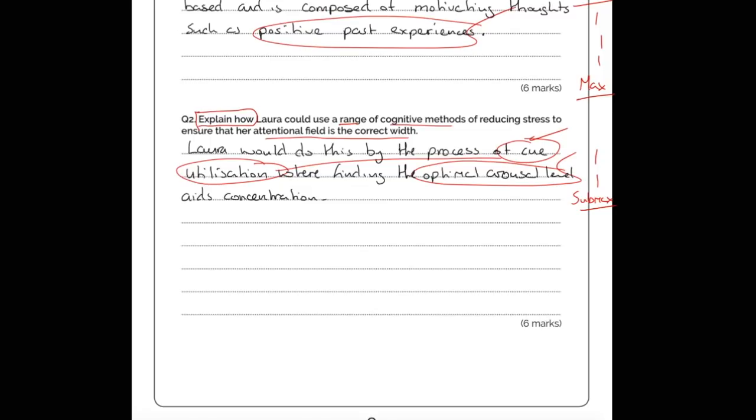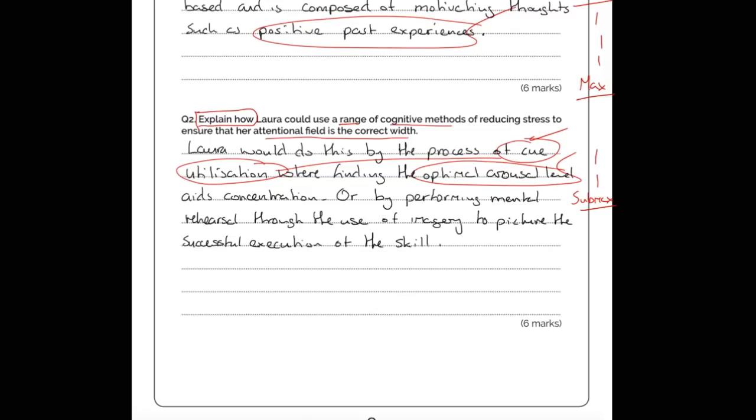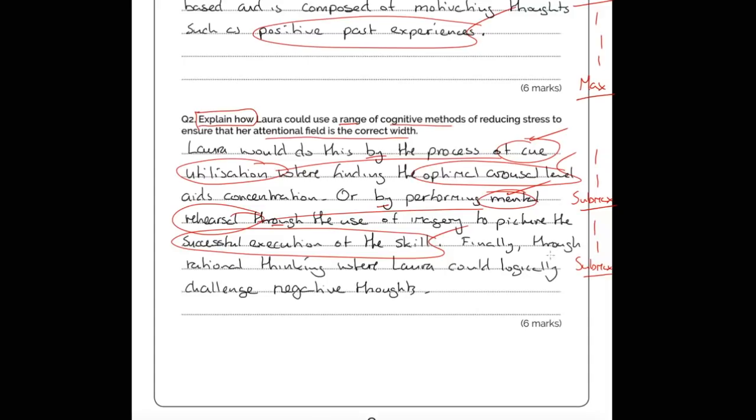Okay, next one. Or by, there's my explain how language, look, by, or by performing mental rehearsal. So mental rehearsal through the use of imagery to picture the successful execution of the skill. So I'm saying how they do this. There's my through again, my explaining how language. Last one. Finally, through rational thinking, where Laura could logically challenge negative thoughts. There's my 2.